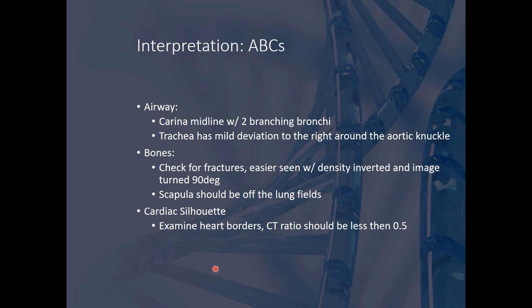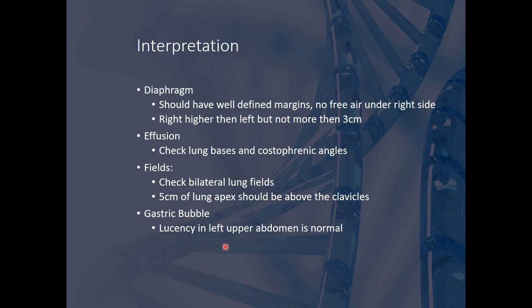In regard to the cardiac silhouette, you want to examine those heart borders. The cardiothoracic ratio should be less than 1/2. Diaphragm should be good, well-defined margins. We'll talk a little bit about the costophrenic angles in a bit. You shouldn't see any free air under the right side. The left side will have a gastric bubble, so there can be lucency in that regard, and that correlates with lower down the side there.